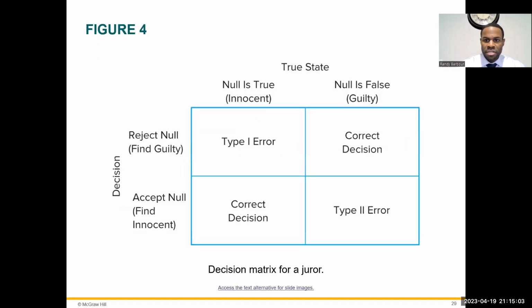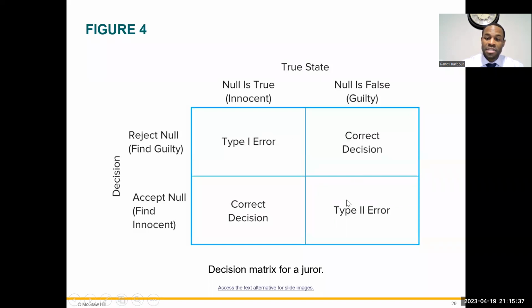Okay. And again, here's just an example for a jury trial, right? In a jury trial, the null hypothesis says that they're innocent. The research hypothesis is going to say that no, they're guilty. So a type 1 error is going to say they are innocent, but we find them guilty, right? We don't want that. We don't want to send innocent people to jail. So that's a type 1 error, that's a false positive.